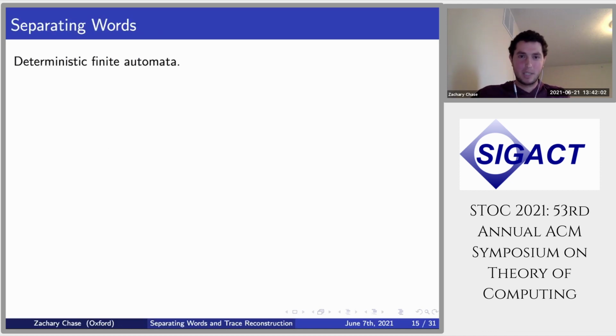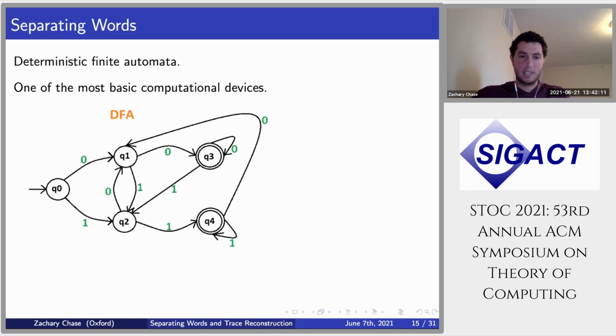So the second problem is the separating words problem. So the basic object of study is deterministic finite automata. And this is one of the most basic computational devices. So here's an example of one. You have a bunch of states, Q0, Q1, Q2, Q3, and Q4. Q0 is the initial state, and Q3 and Q4 are accepted states.